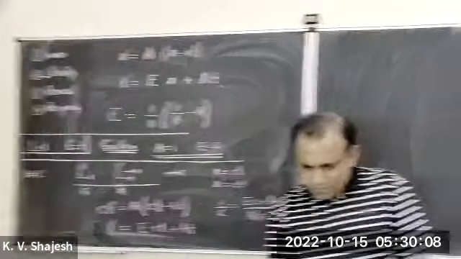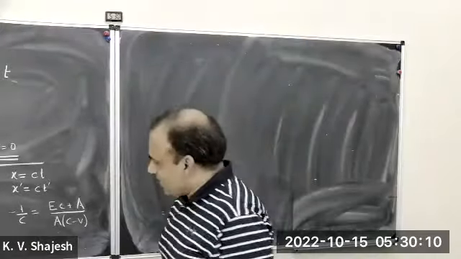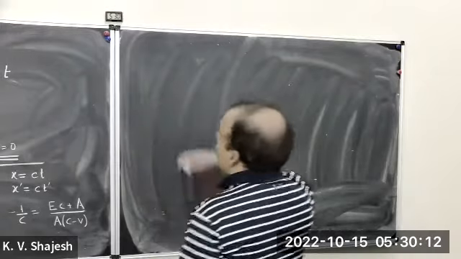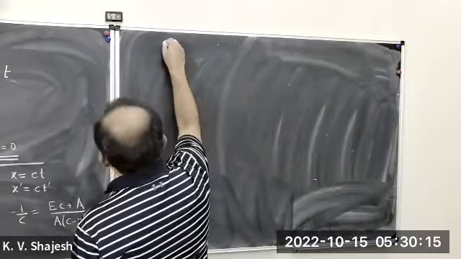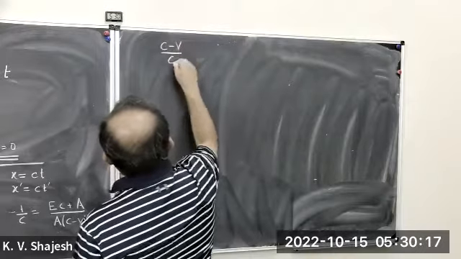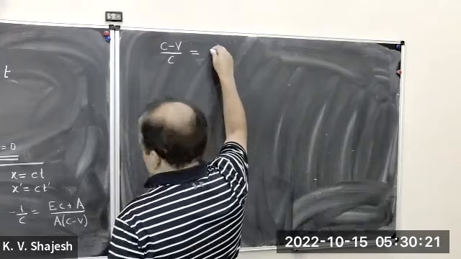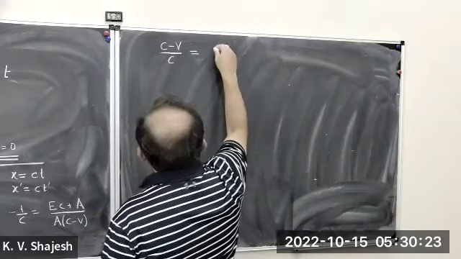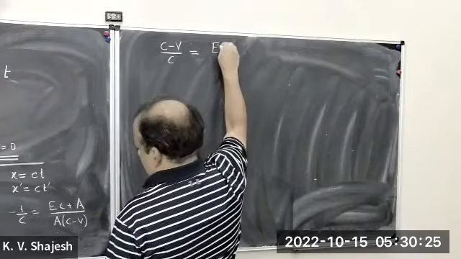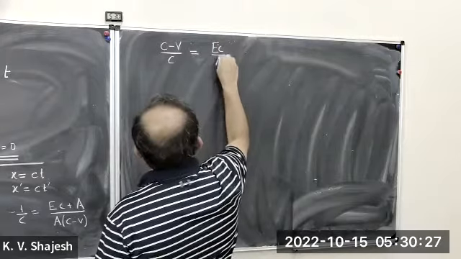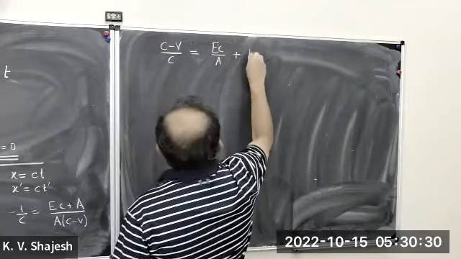I would have liked it to be a much cleaner discussion, but I think there was too much algebra going in. So this is c minus v over c. I brought it to the left. So this is e times c over a plus 1.